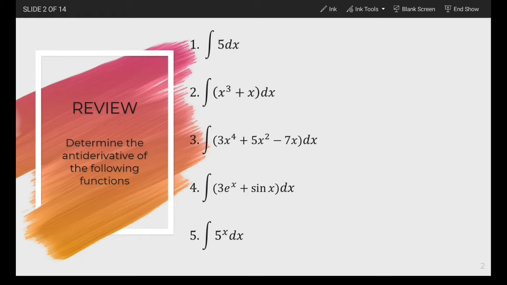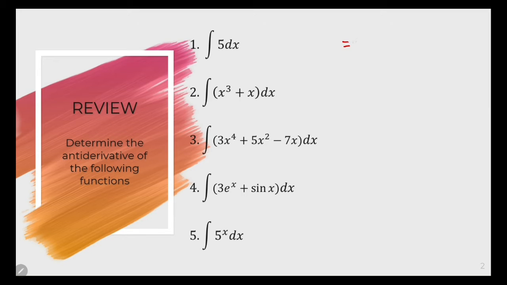So first, number one, what is the integral of 5 dx? The integral of a constant, the integral of a dx, is equivalent to ax plus c. So applying that basic integration rule, the integral of 5 dx is equivalent to 5x plus the constant c.